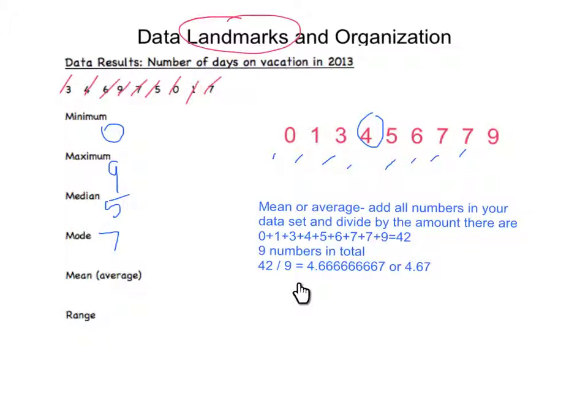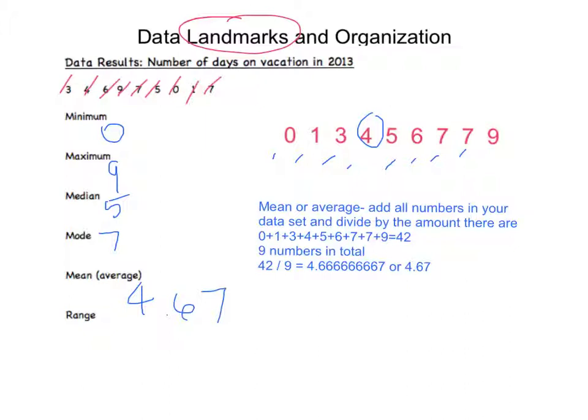We often use a calculator to find the mean. We don't have to, but we are often working with decimals when we divide to find the mean, so a calculator is sometimes the best tool to use. So we divide, and we got 4.6 repeating, which I rounded to the nearest hundredth and got 4.67. So our mean is 4.67. That is the average number of days that 5th graders went on vacation.